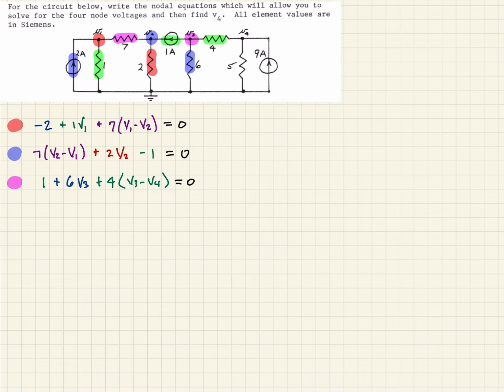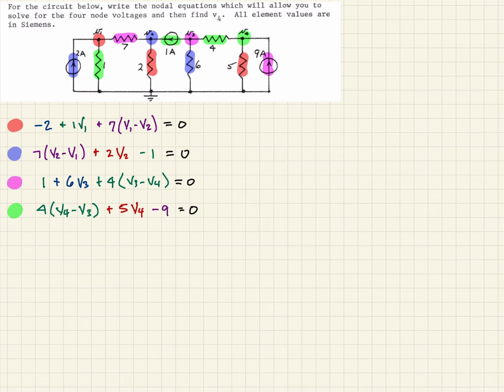And then finally, we'll say V4, which will be in green. We have our first component, which is the 4 Siemens conductor or resistor, and so that'll be 4 times V4 minus V3. And then here, that'll be plus 5 times V4. And then finally, we have this current source, and it's entering our node, so that makes it negative. That's minus 9, and we can set all of that equal to 0.